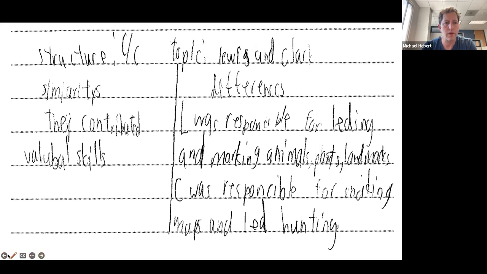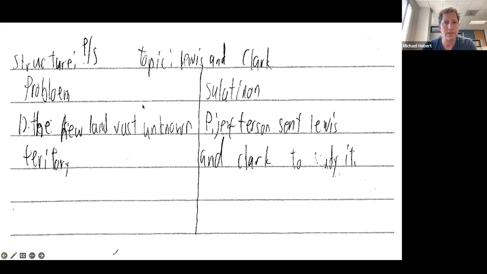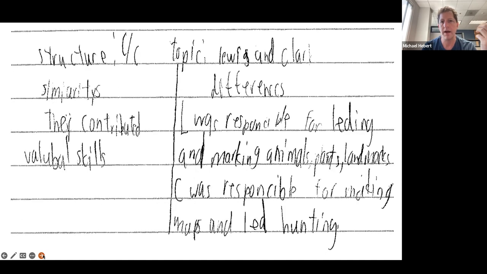So, I guess the other thing here is, again, coming back to what the author is trying to tell us in this passage about Lewis and Clark, right? You can really see here, if the student is taking notes, first they're identifying that there's a problem. There's a reason that Lewis and Clark went out to explore this territory. There was this vast unknown territory that they had to explore and learn about and bring information back.